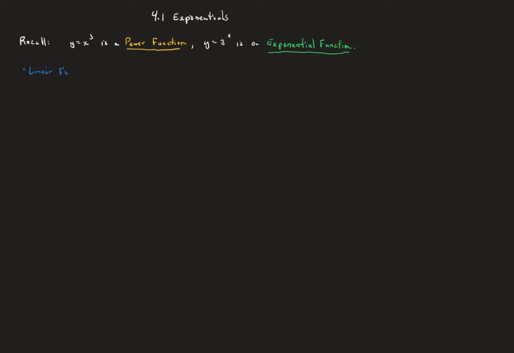And remember, a linear function is something that's going to look like f of x equals mx plus b. So it's going to be something that's a straight line. Linear functions have constant rates of change.